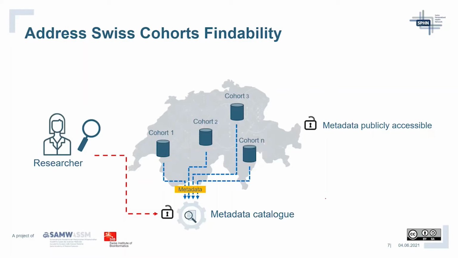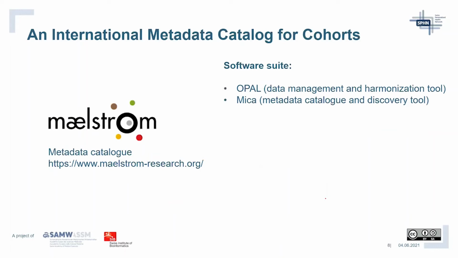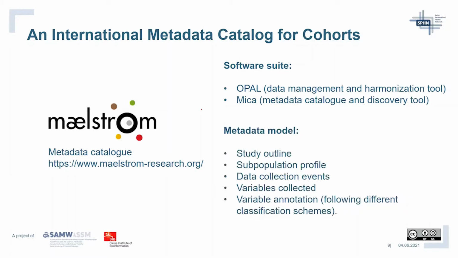Of course, the choice of the right catalog is of the utmost importance. After an evaluation process, the choice fell upon the international catalog developed by Maelstrom Research. Indeed, the catalog is renowned for hosting several internationally relevant cohorts, as for example the Swedish Cohort Consortium, and for its deep granularity. In brief, the Maelstrom Catalog is based on two pieces of software: Opal, a data management and harmonization tool, and Mica, a metadata catalog and discovery tool.